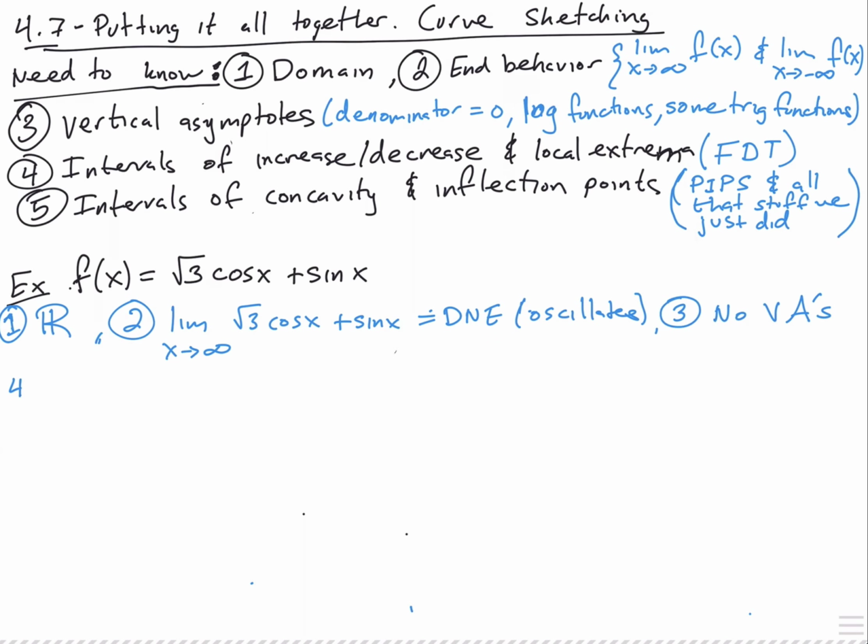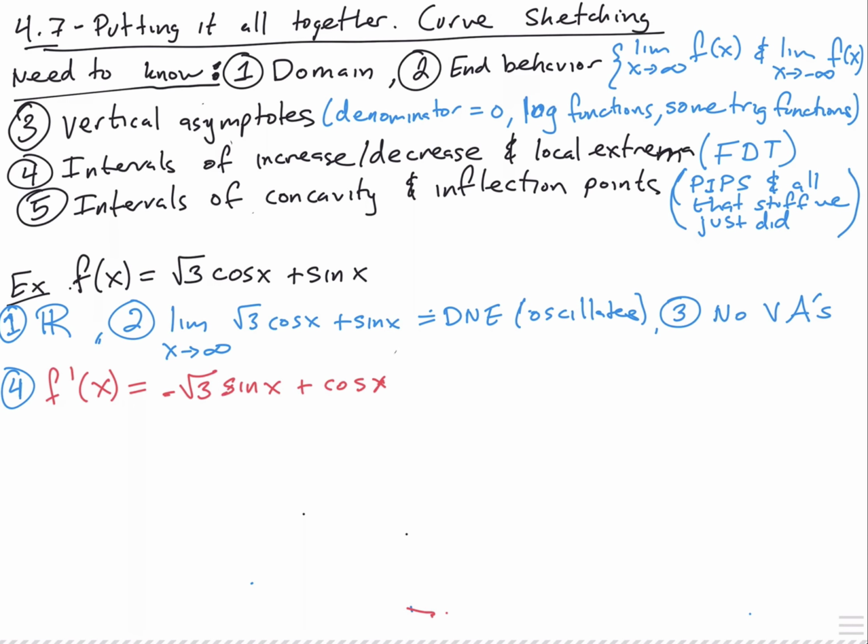Okay, so this is where it gets time consuming. Number 4, intervals of increase and decrease and local extrema. So this is what we did last time, right? So what should we do? Find the first derivative, critical points, number line, test points, right? Okay, so let's do that. So what is the first derivative? Negative root 3 sine x plus cosine x. There we go.